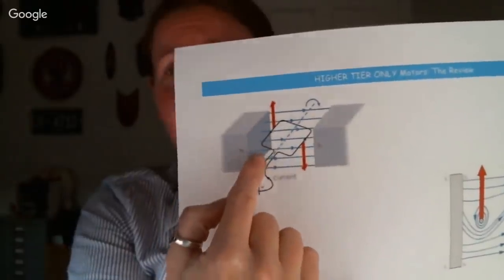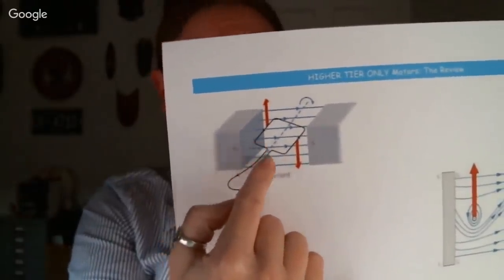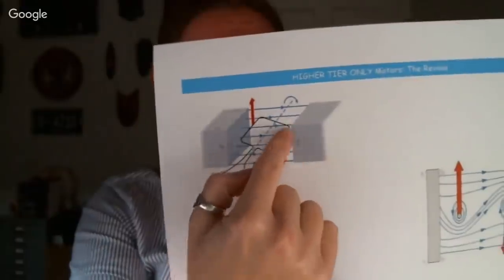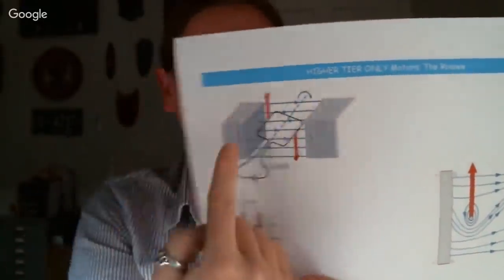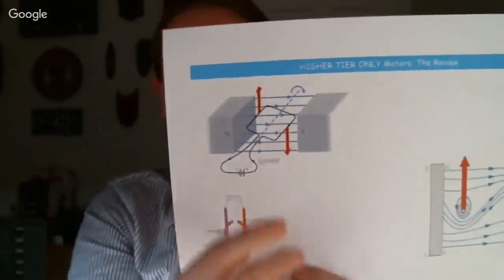And because obviously the current is flowing in one direction, so it's going into the paper there and out here, then we see this side moves down and that side moves up. So as a result of that, the whole thing then spins. So we're just turning it in that instance due to the interaction of those forces.